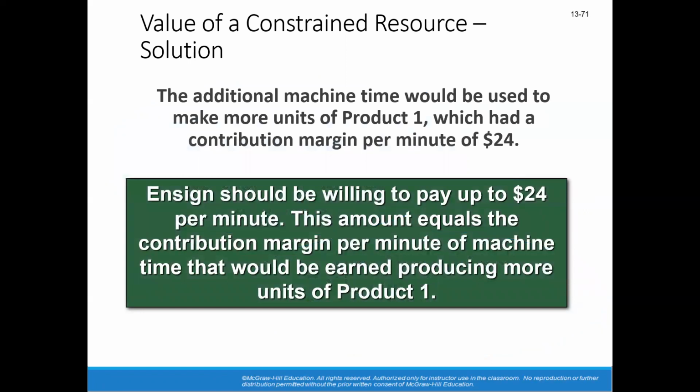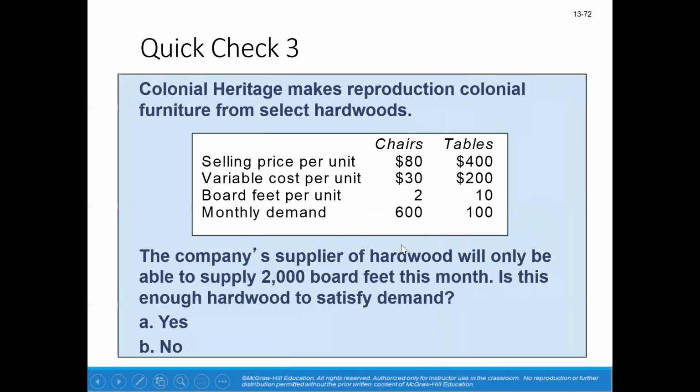The additional machine time could be used to make more units, which had a contribution margin per minute of 24 bucks. So they would be willing to pay up to, not going over, but up to 24 bucks per minute just to break even. This amount equals the contribution margin per minute of machine time that would be earned producing more units of product 1. Okay.